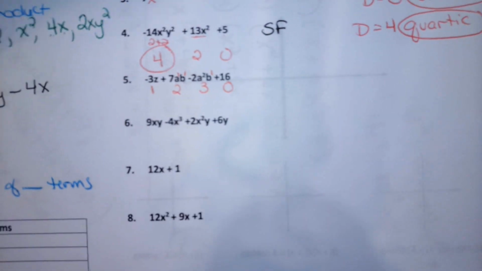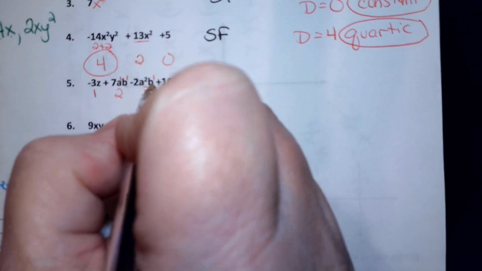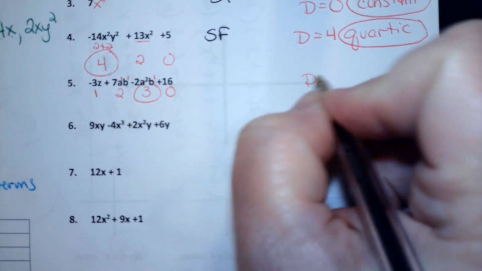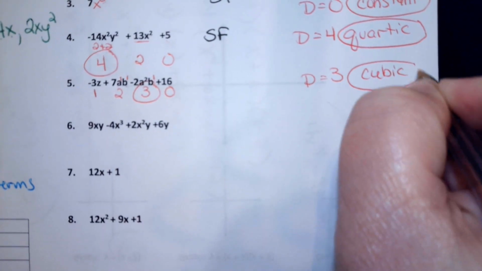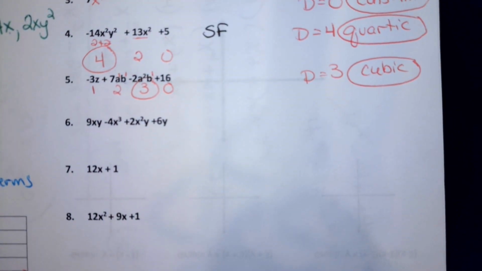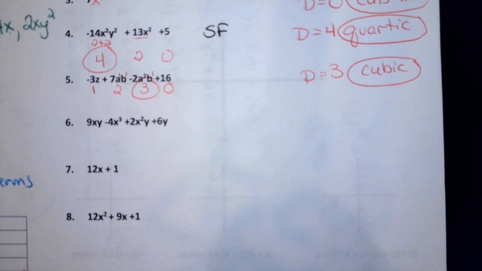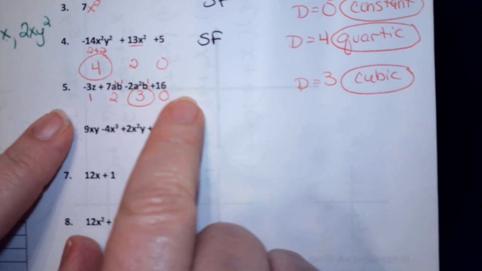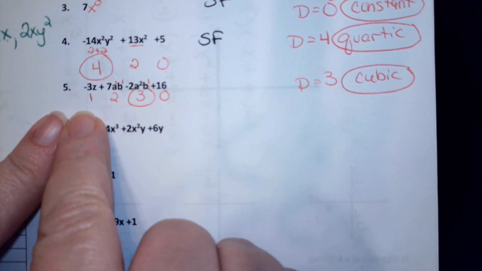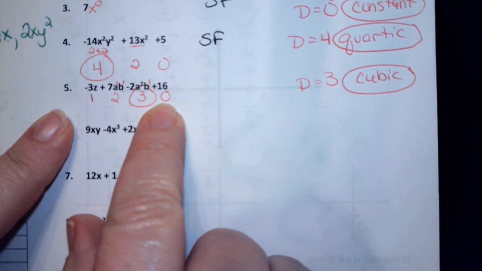All right, so what's the biggest degree? Well, the biggest degree is 3. So the degree here would be 3, so that makes it a cubic function. So it would be a cubic quadnomial. And let's look to see if it's in standard form. Notice it goes 1, 2, 3, 0. Does it go from the biggest degree to the smallest? No. So we've got to put it in standard form.